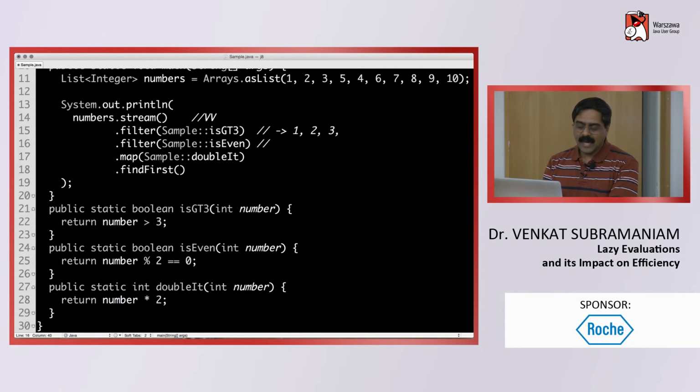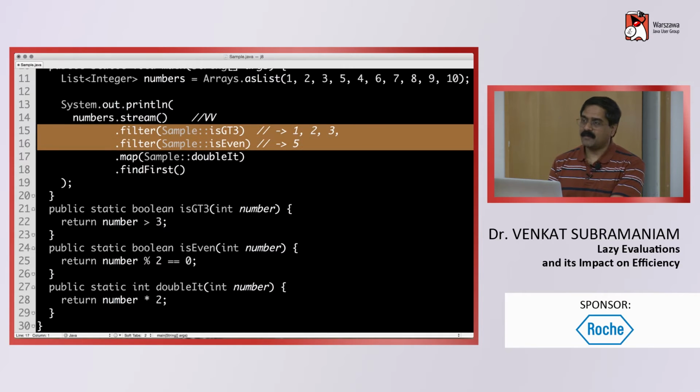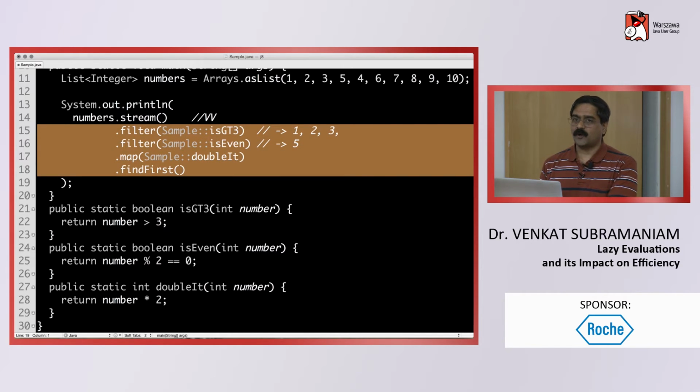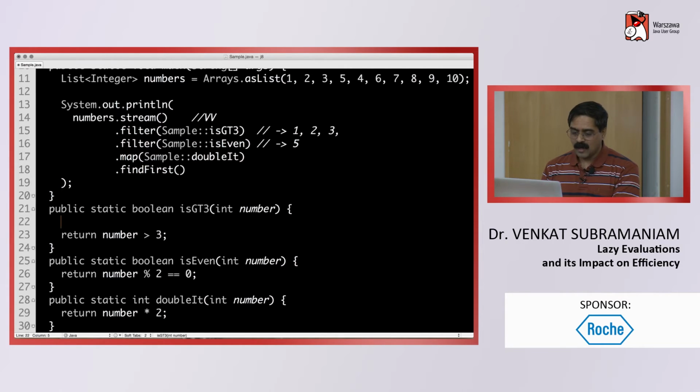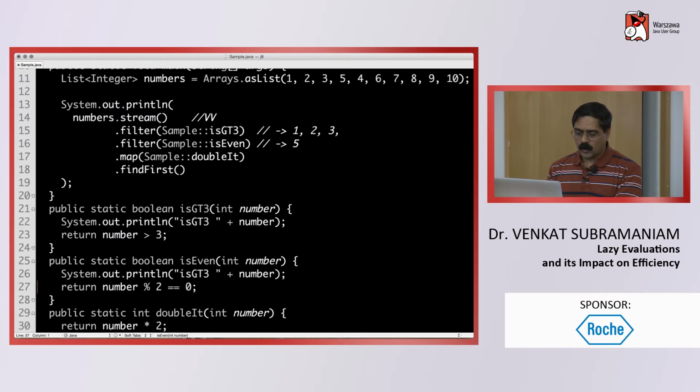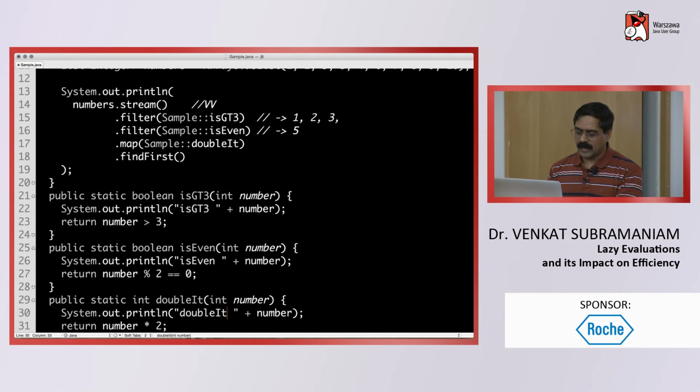What about being even? And 5 says, I'm sorry, I'm not even. What about 4? 4 is greater than 3. 4 is even. Let's double 4. Find first says, hey, thanks. Hey, that's it. We don't have to do any more work. And if you notice the sequence in which the code executes, let's take a look. Output is greater than 3 plus, let's say, in this case, number. And I'm going to output is even, and I'm going to say number. And finally, over here, I'm going to output double it plus number.